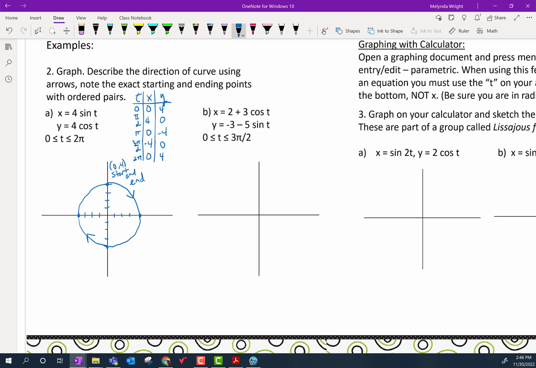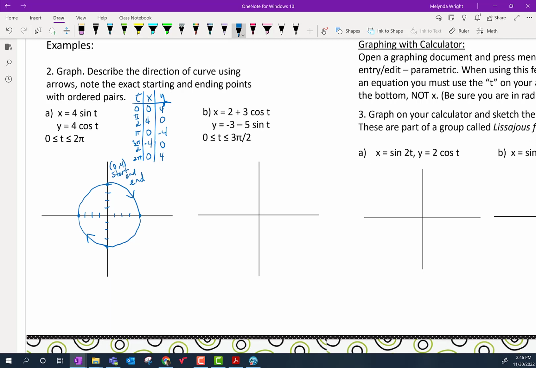So if we wanted the graph to rotate counterclockwise, then we would have to pair x with what? Cosine, and y with sine. That way it'll go the proper way, which is counterclockwise. I'm just saying counterclockwise is the proper way.